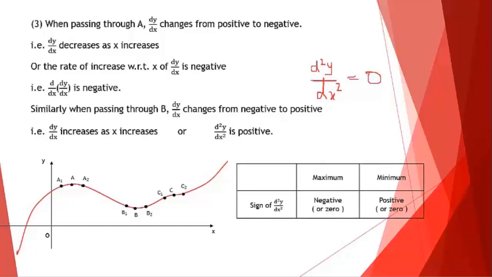So according to the third analysis, the sign of d2y by dx2 at the maximum point is negative or 0, but at the minimum point the sign of d2y by dx2 is positive or 0. All these three methods of analyzing the nature of the stationary values are very important, and out of them the first two are the most accepted, as the third method fails if at a stationary value of y, d2y by dx2 is found to be 0. In this case either of the first two methods has to be used. Now pause the video and try out this question by yourself.